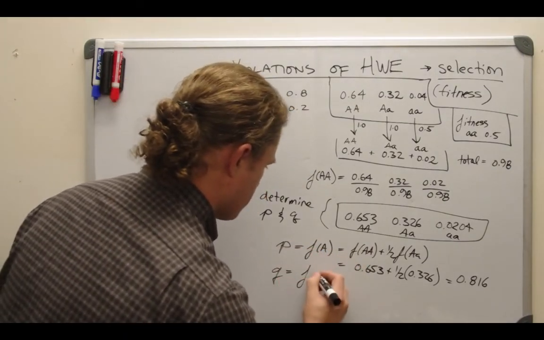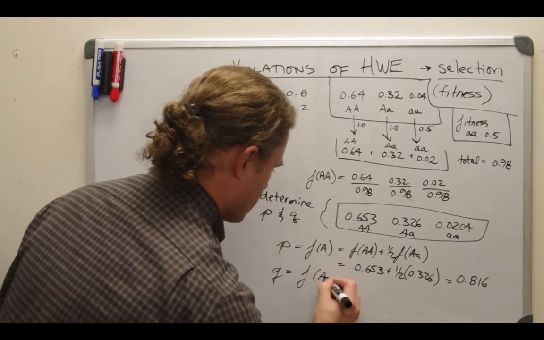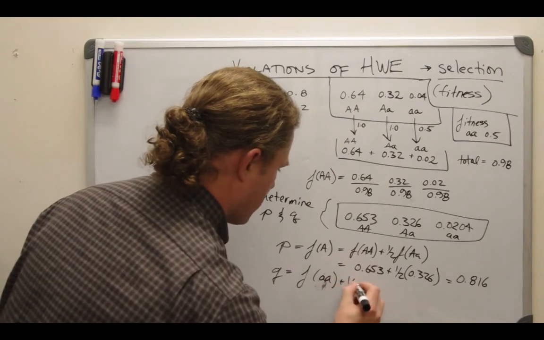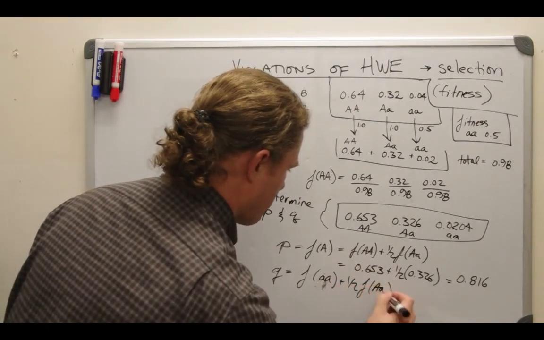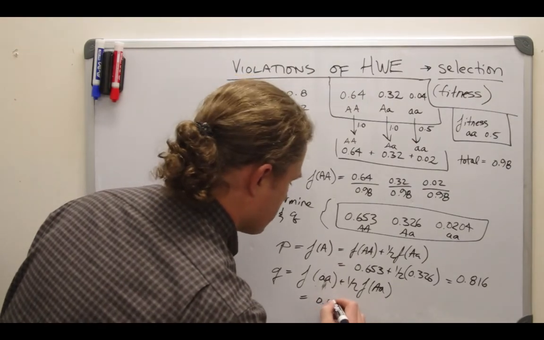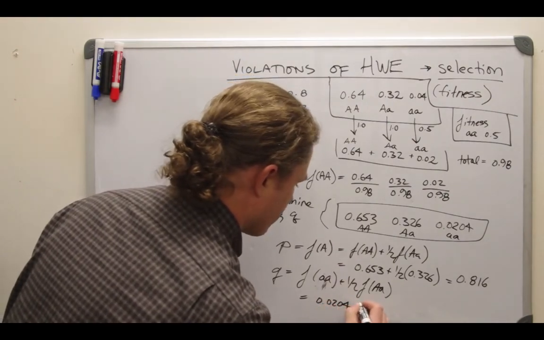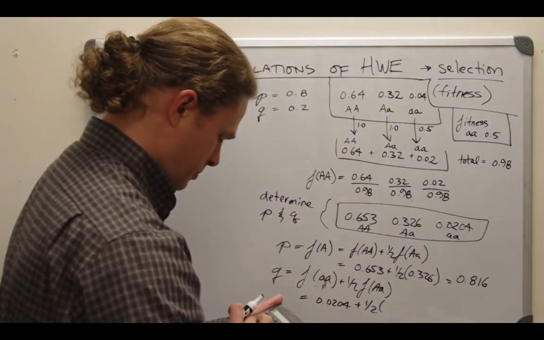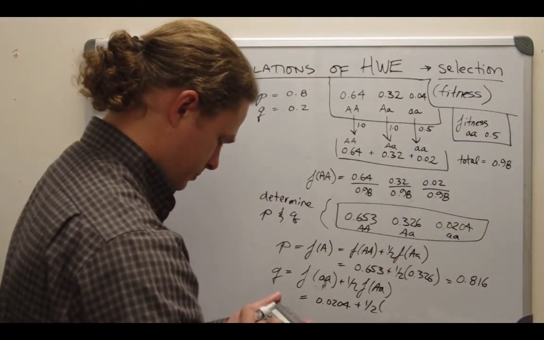Q is equal to the frequency of the homozygous recessive class plus 1/2 of the frequency of the heterozygote, which is equal to 0.0204 plus 1/2 of 0.326.